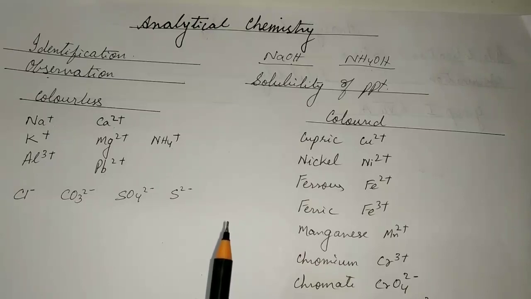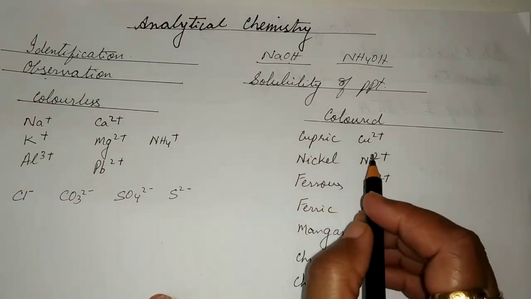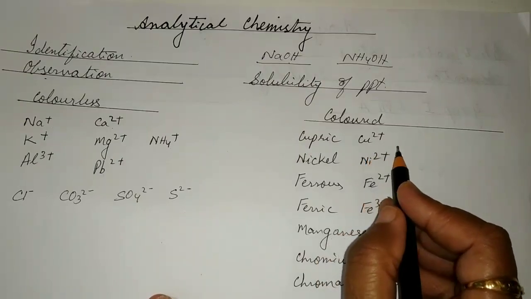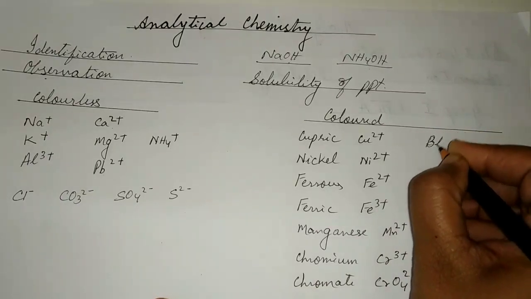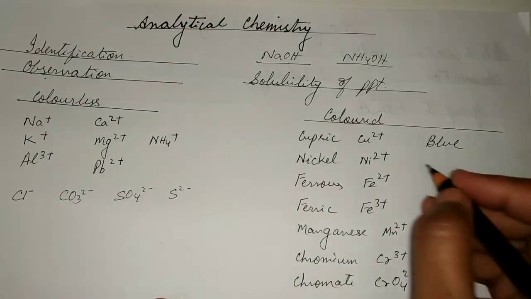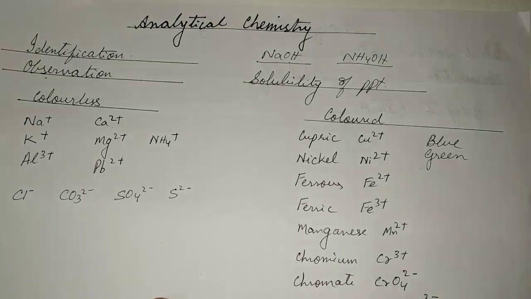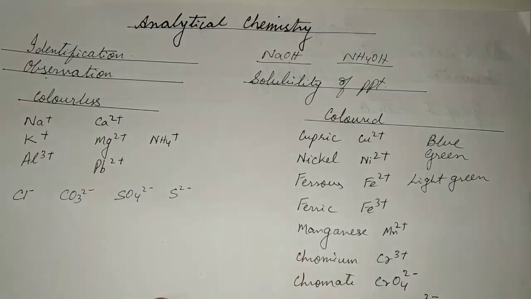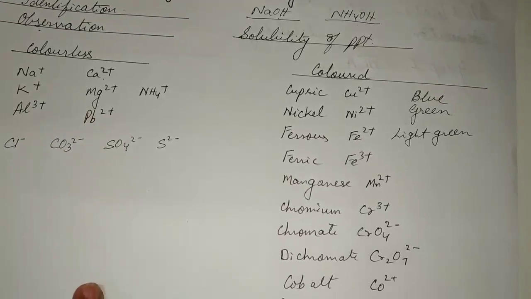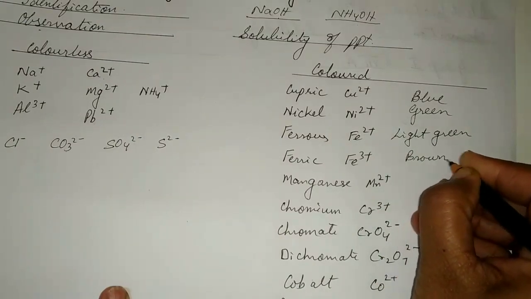Some of the colored ions are cupric, Cu2+. You know that copper is a bivalent element. Cuprous 1, cupric 2, you all have learned the valencies very well. So cupric ion is blue in color. Nickel, Ni2+, is green in color. Ferrous, Fe2+, is light green in color. Ferric ion, Fe3+, is brown in color.